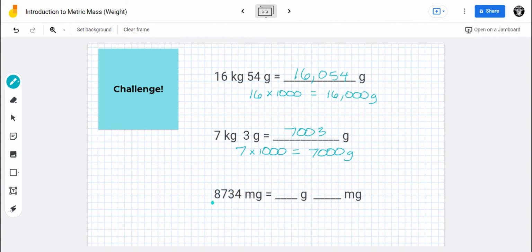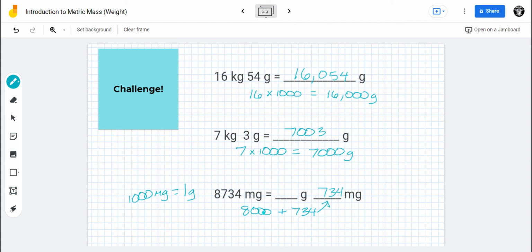Last but not least, this was the hardest problem on the page. So here we go. 8,734 milligrams. How many grams and milligrams does that equal? We've got to work in reverse here. So we have to remember that 1,000 milligrams equals 1 gram. So here I can split this into 2 parts. I can do this as 8,000 plus 734. Now, you can see right here that 734 is less than 1,000, so that's going to be the milligrams that are left over. So that goes here, right?